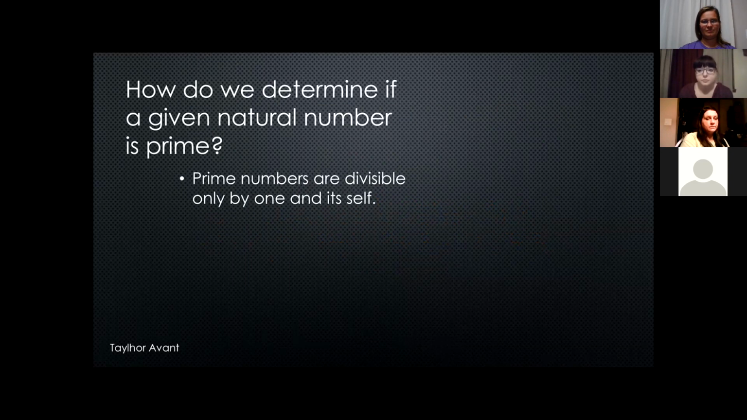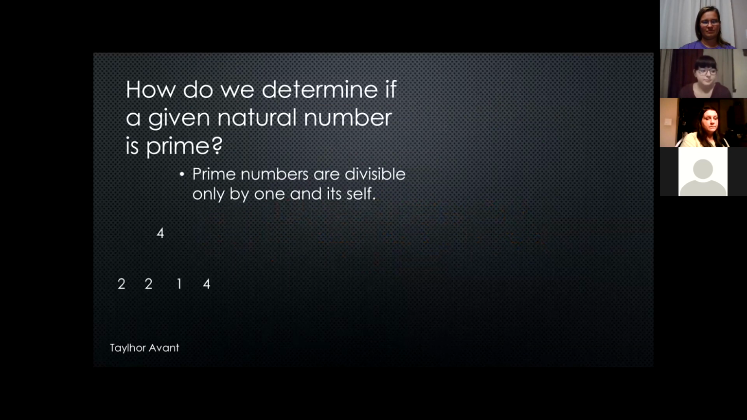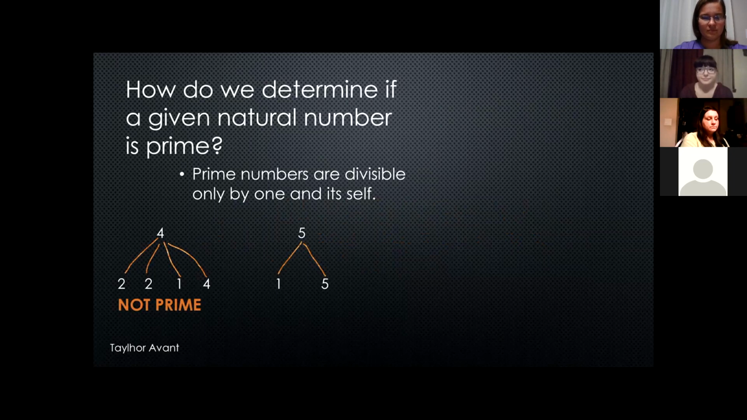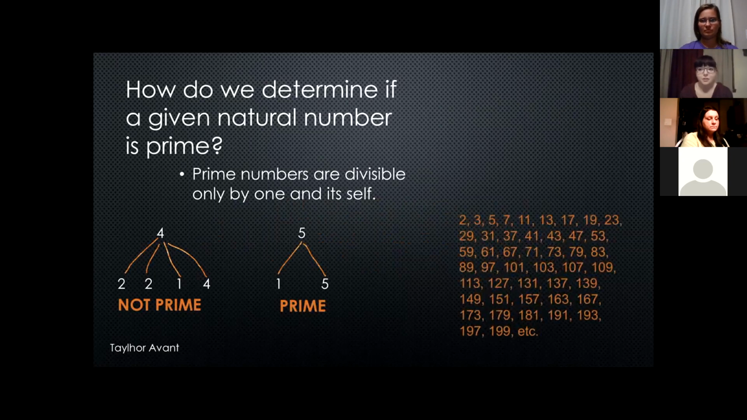So let's see if 4 and 5 are prime by finding its factors. Starting with 4. Multiples of 4 are 2 times 2 equals 4, 1 times 4 equals 4 as well. Next we have 5. 1 times 5 equals 5. So that tells us 4 is not prime, but 5 is prime. Here's a small list of other prime numbers. But is that all of them?